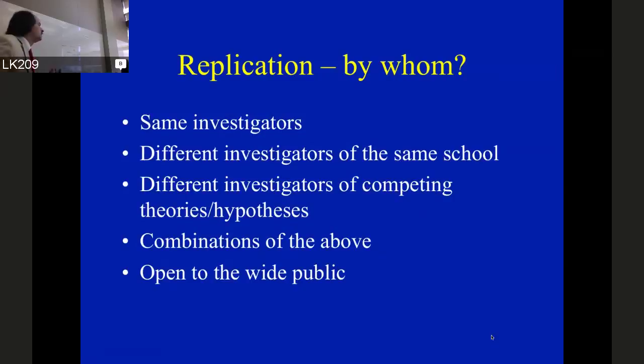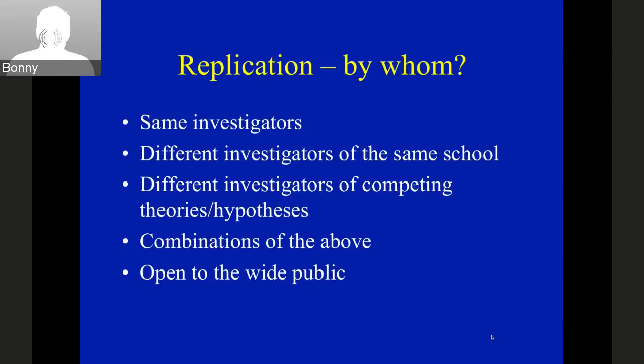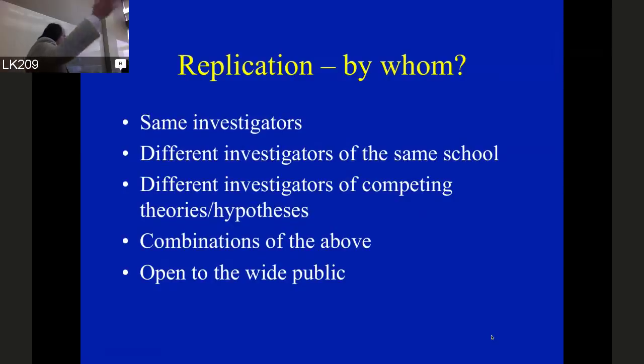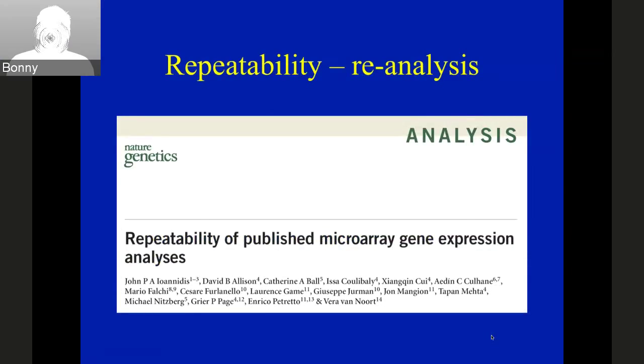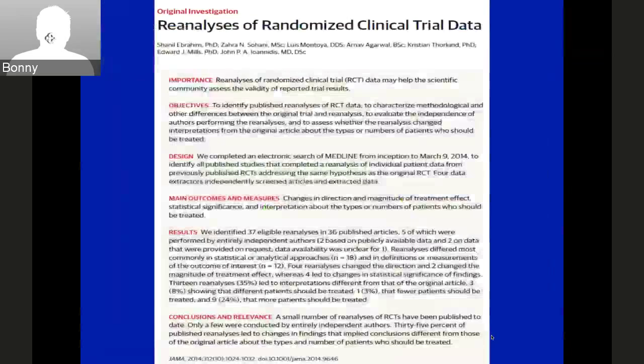Who's going to take the lead? Is it going to be the same investigators? Is it going to be different investigators? Is it going to be opponents, like contrarian replication? Maybe sometimes it could be the whole public, if you have mathematical calculations that you can split across tens of thousands of computers that can crunch numbers and then try to see what they find. All of these are open questions. Let me run through that.